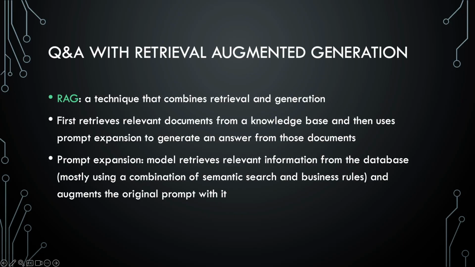Now let's explore one of the most important techniques for making language models more reliable and accurate: retrieval augmented generation, commonly known as RAG. RAG is a technique that combines information retrieval and text generation. The RAG process works by first retrieving relevant documents from a knowledge base, typically stored in a vector database. Next, we expand the original prompt to include those retrieved documents as context. Our LLM then generates a response using both the original query and the retrieved context information.